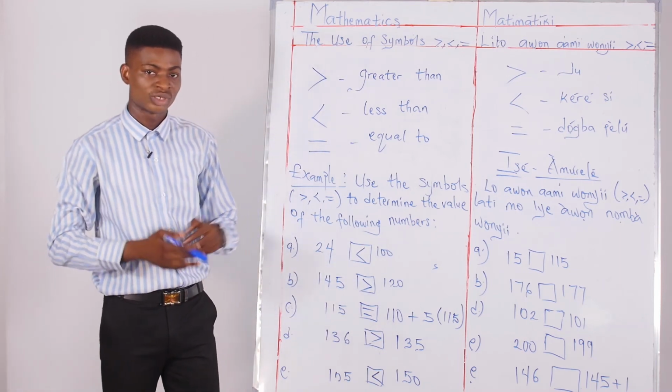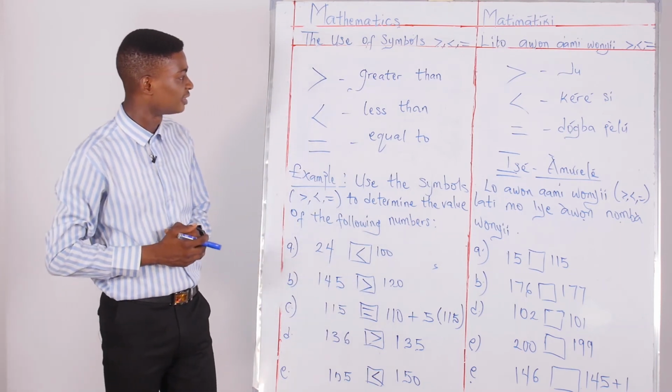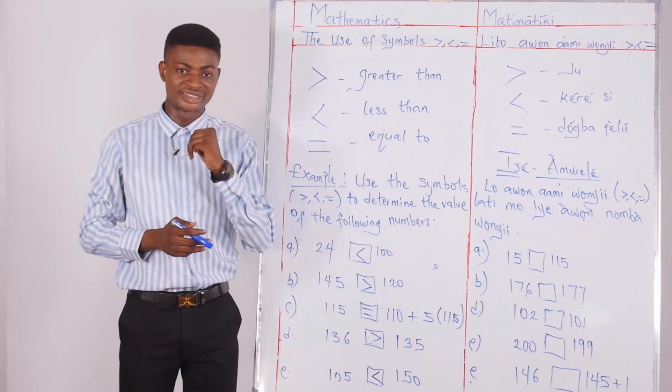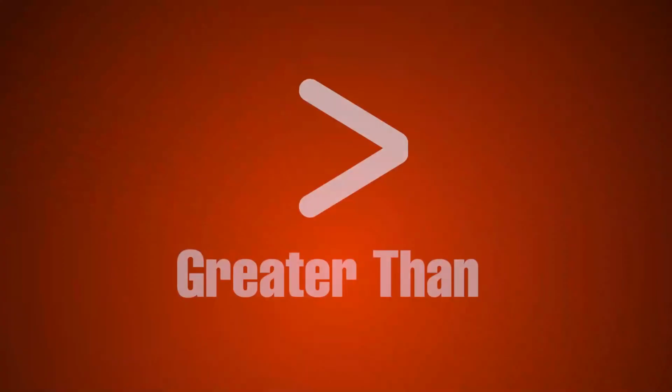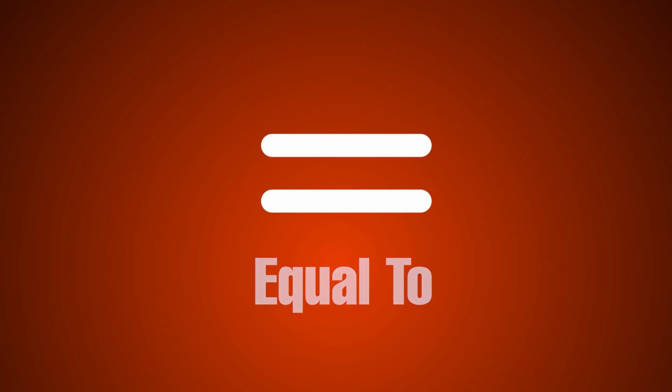Now, let me quickly summarize what we've treated. First, we have three symbols to show the values of numbers. We have the greater than, we have the less than, and we have the equal to sign.